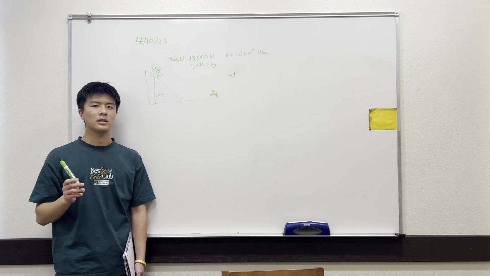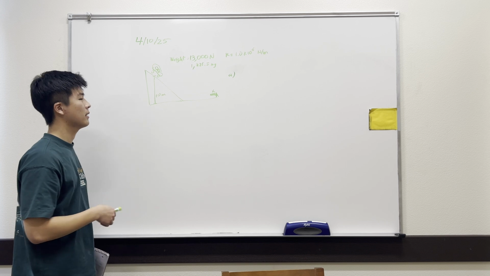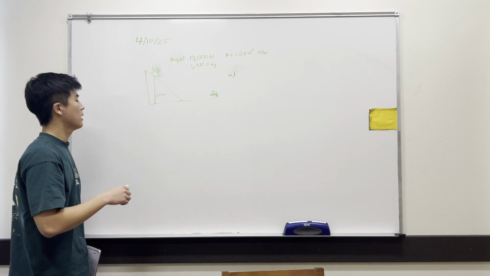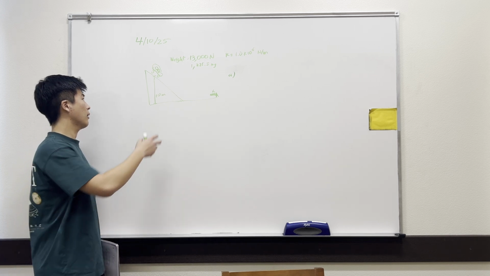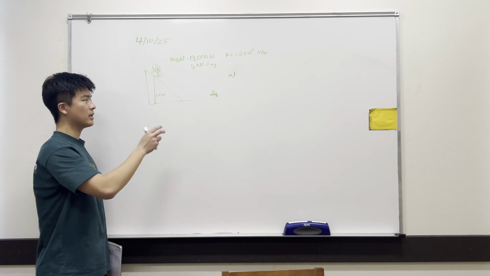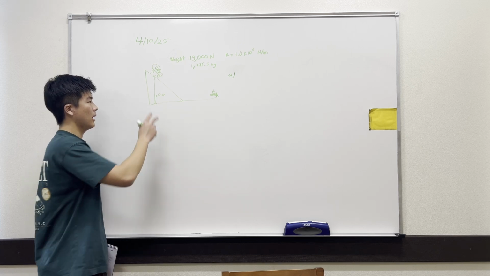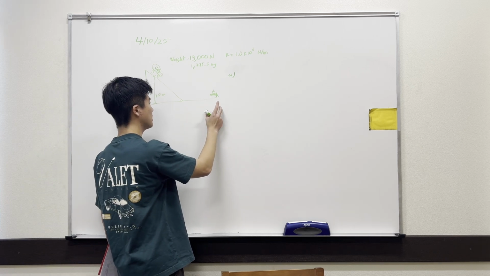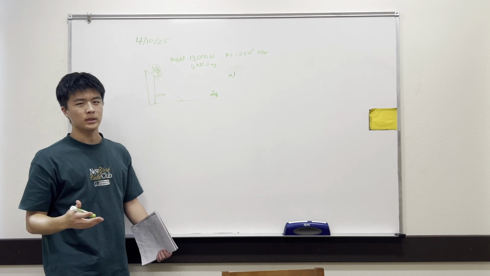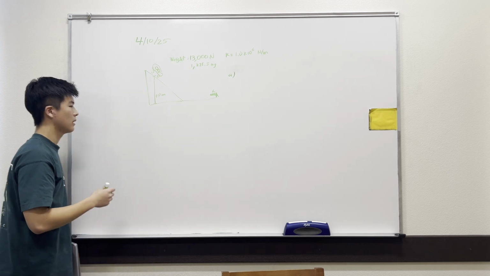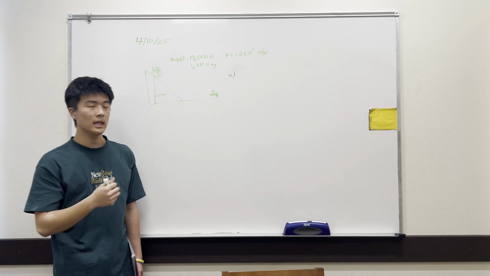Hello, welcome back, and today we're going to be going over April 10th classwork. The question at hand is, when there is a car at the top of this hill that's 10 meters in height, and it goes down and hits this spring, what happens? There are multiple different things that the question asks.